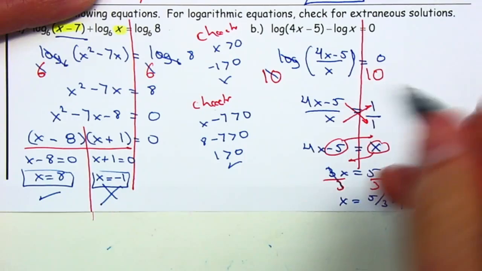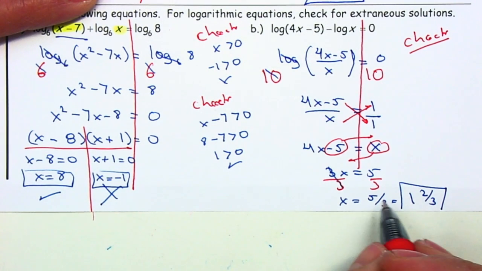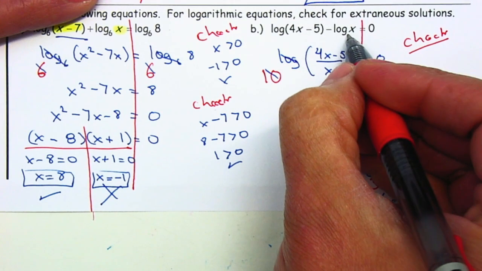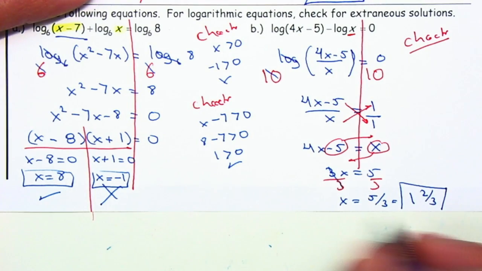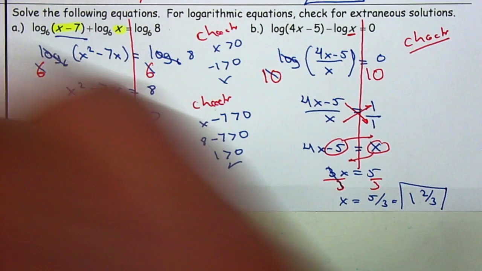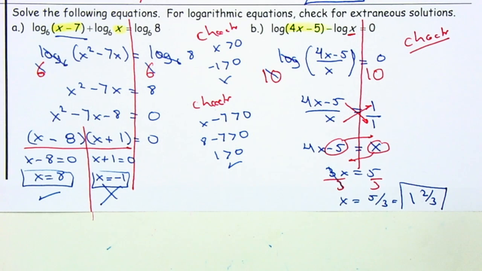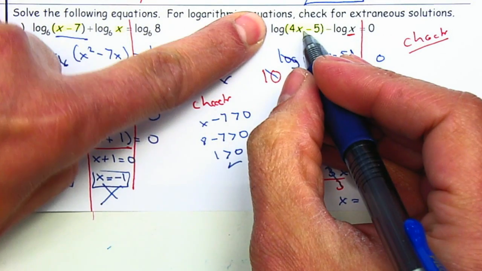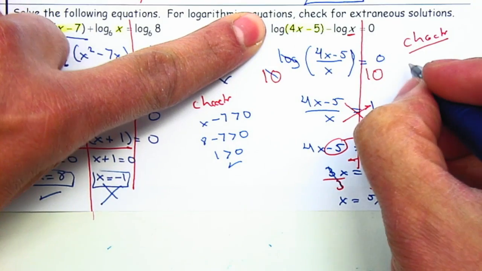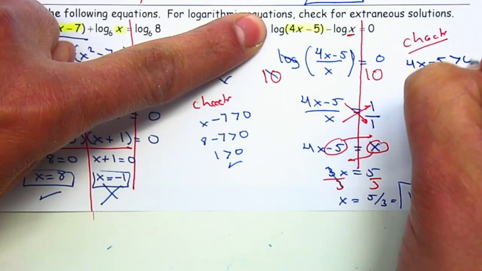We need to be able to check. So I need to plug in 5/3 in here. We know that that works because that's going to be positive. But let's go and double check on the 4x minus 5. We know that 4x minus 5 has to be greater than 0 because we cannot take log of 0 or we cannot take log of a negative number. That will give you an error. So 4x minus 5 has to be bigger than 0.